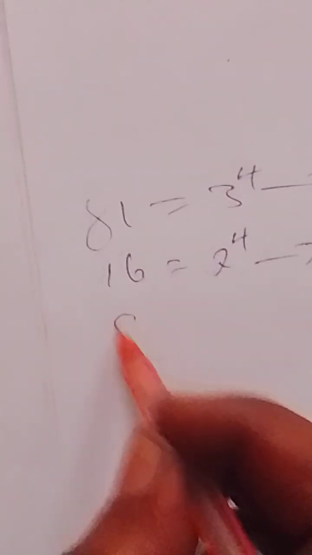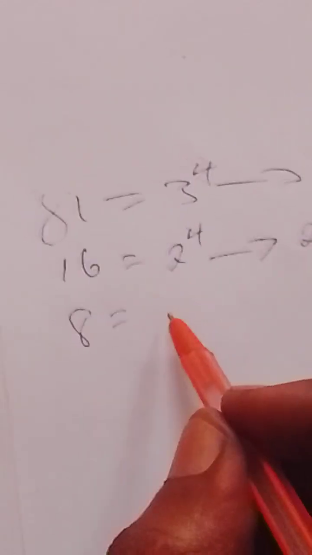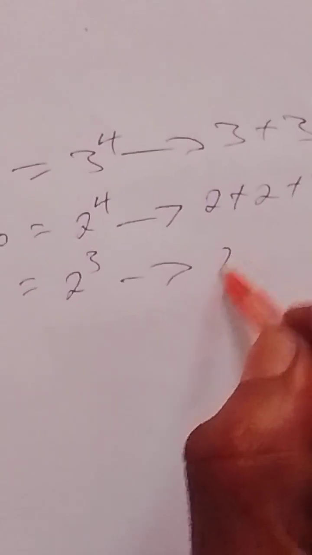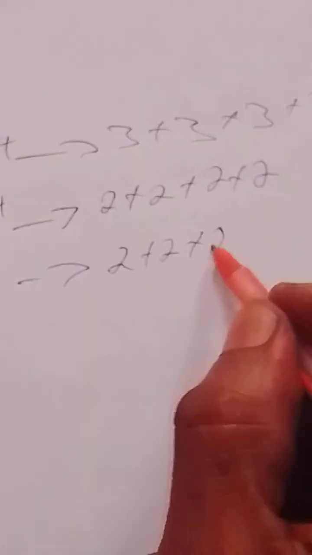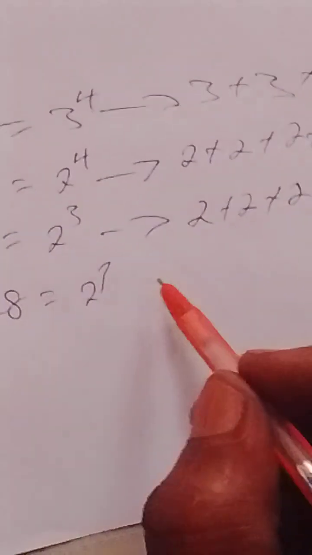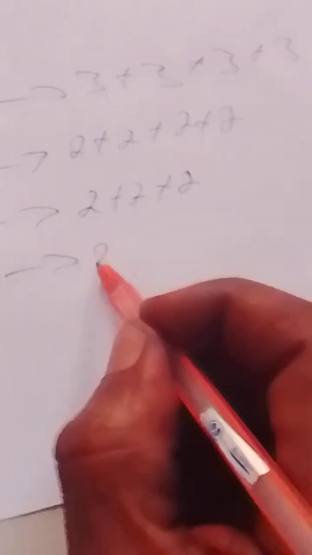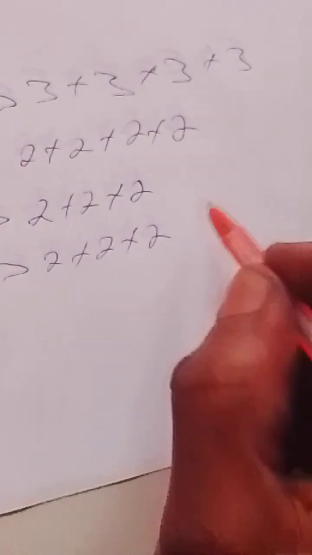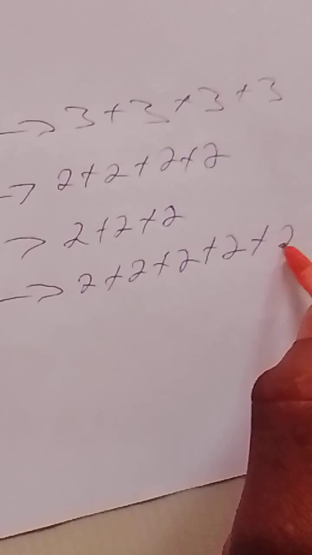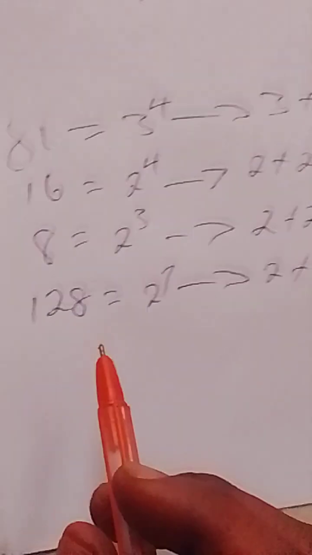A number like 8, to break it into base and index, is the same thing as 2 raised power 3. And 2 raised power 3 is equivalent to 2 times 2 times 2, up to 3, will give you 8. A number like 128, to break it into base and index or law notation, is the same thing as 2 raised power 7. And 2 raised power 7 is equivalent to 2 times 2 times 2 times 2 times 2 times 2 times 2, up to 7, will give you this 128.